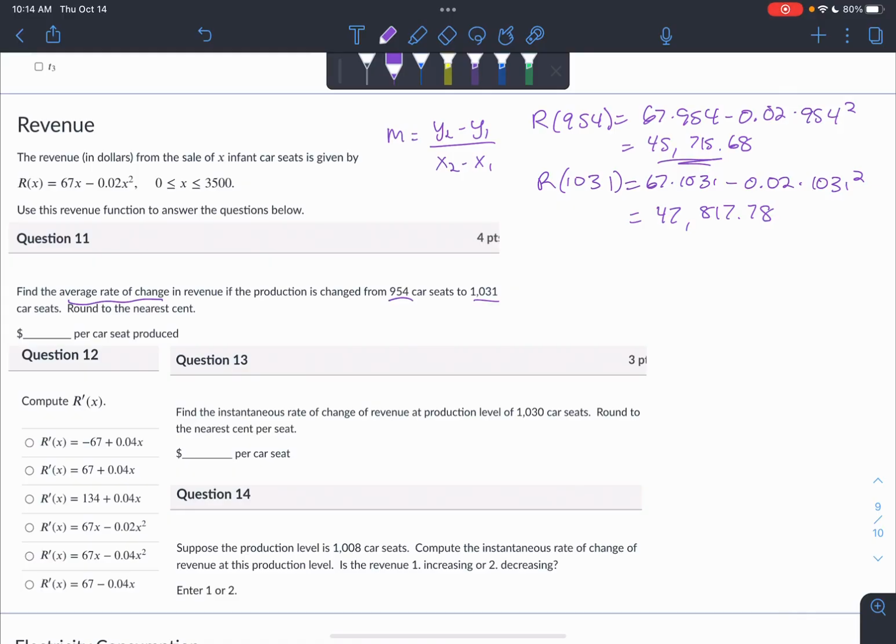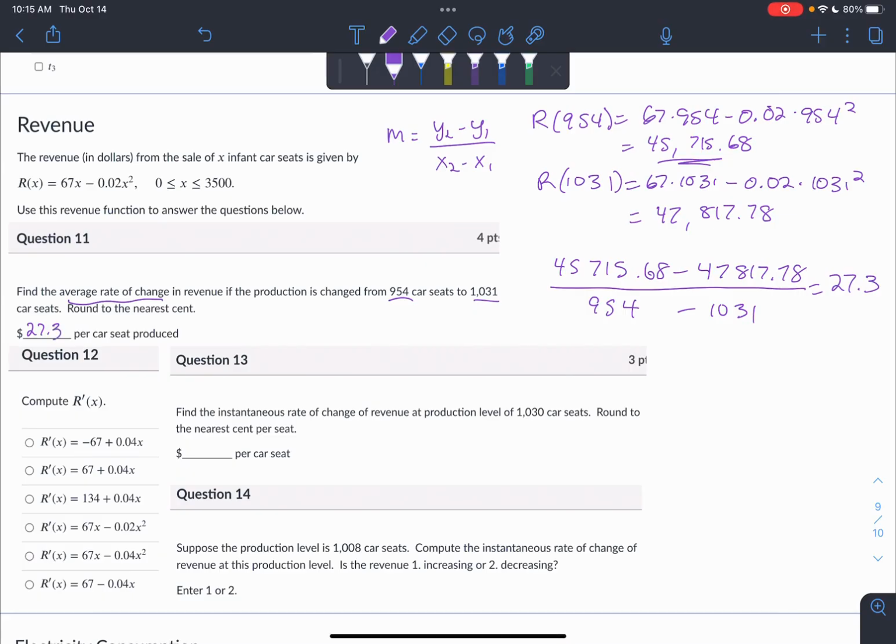This is our output, so that's our y. 715.68 minus, and then our other one, 817.78, all over our inputs. Just make sure they match. So the first one was 954, second one was 1031, and if you throw that into the calculator, you get 27.3. So 27.3.